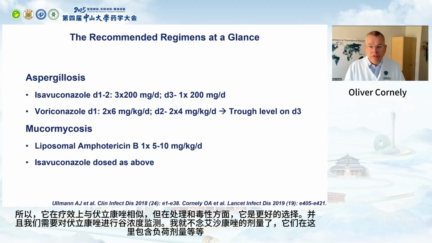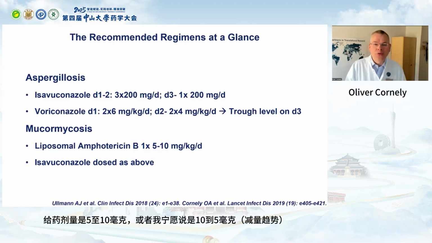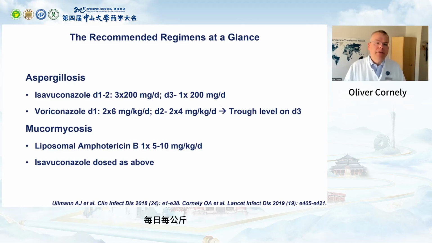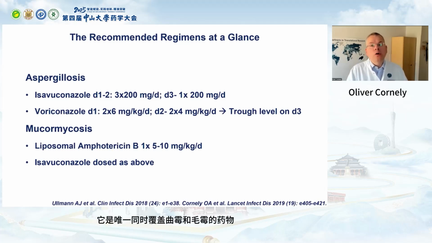We need to do the trough level with voriconazole. I'm not going to read the doses. They are here with the loading dose, etc. Then for mucormycosis, we have liposomal amphotericin B once per day. As we all know, this is given at 5 to 10, or I would rather want to say 10 to 5 milligrams per kilogram per day. And then we do have isavuconazole as a choice for mucormycosis. It's the only one that covers Aspergillus and mucor and does not bring the toxicity of amphotericin.